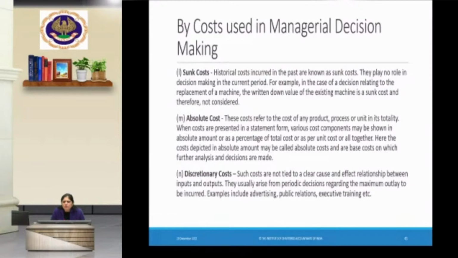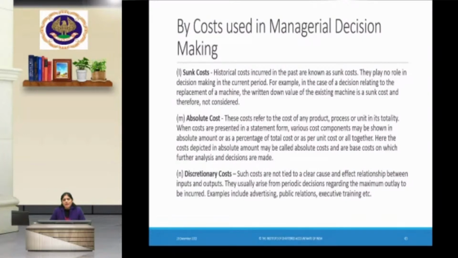Absolute cost. Absolute cost means, let us say, if we are finding the cost of any product, I want the absolute material cost, absolute labor cost. So absolute cost means whatever format of the cost sheet we make, absolute cost is always in absolute terms. So it could be absolute total or absolute unit cost. So basically, it is always whatever the different variables of cost we have incurred.